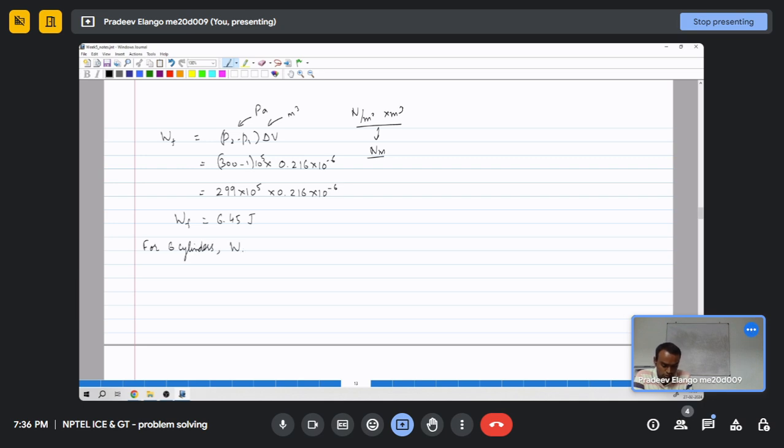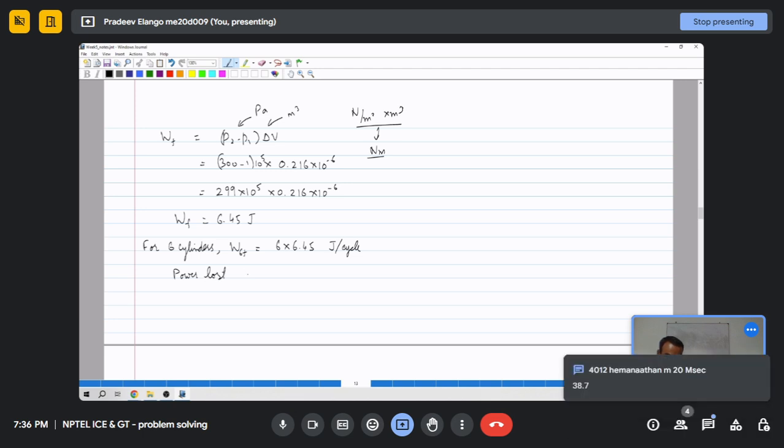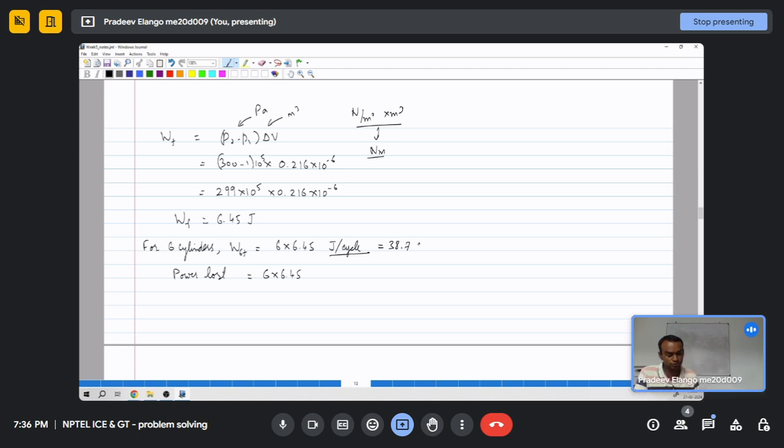W for 6, okay, 6 into 6.45, and that will be some joules per cycle, and we need to calculate the work done. So I mean power loss. So power loss is 6 into 6.45. So far we had it in per cycle. This is 38.7 joules per cycle.